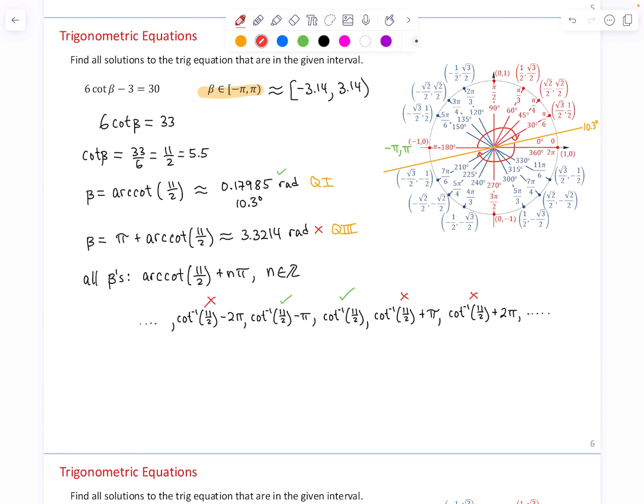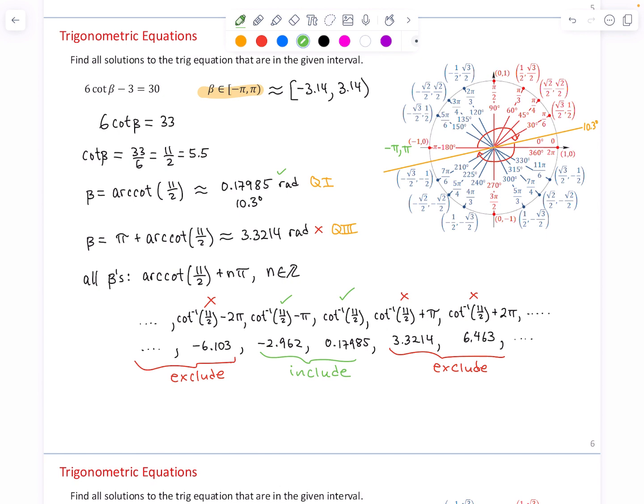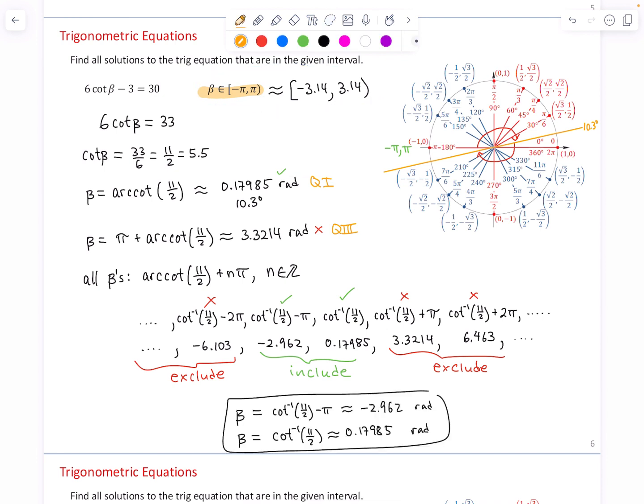Now in decimal form, I'll write down what some of these things are, and you can see why we are excluding these answers and these answers. And we wind up only including these two answers in the middle. They are the only two that satisfy this condition, that beta be between negative pi and pi. And we have our two answers. The first one was a quadrant 3 answer, and the second one I listed here was a quadrant 1 answer.